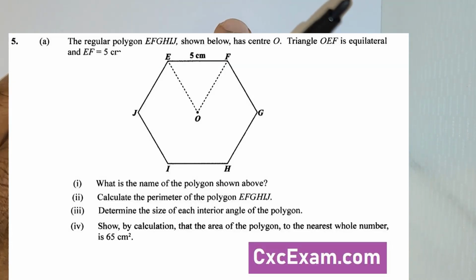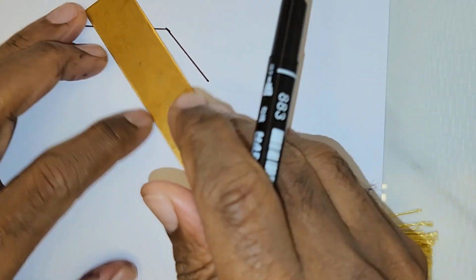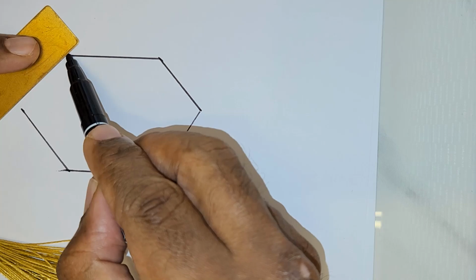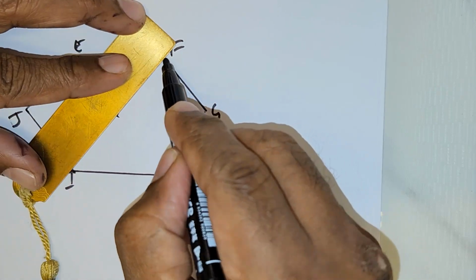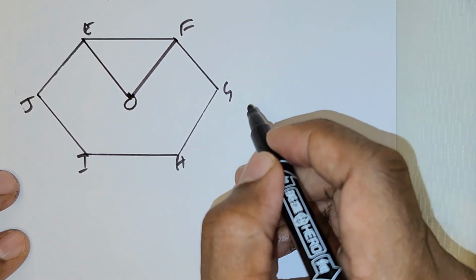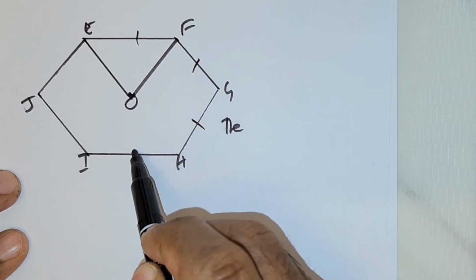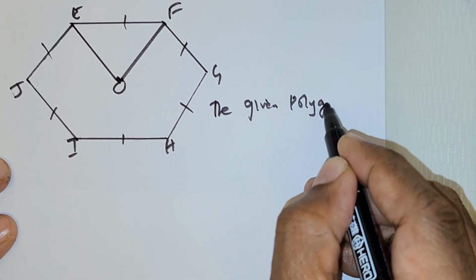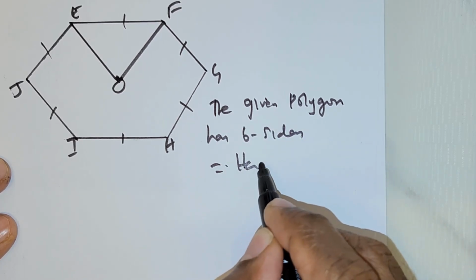Now this is the next question. I have to draw the figure. Let me draw the figure. So how many sides? 1, 2, 3, 4, 5, 6. You can write it. The given polygon has 6 sides. So it's going to be a hexagon.